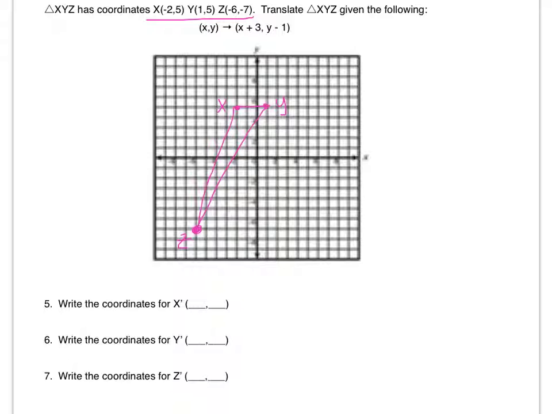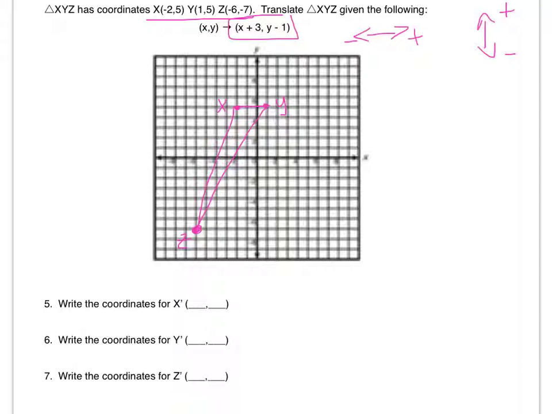And it tells us to translate it given the following, and it tells us this right here. So remember, the X tells us left or right, and the Y tells us up or down. So on the x, if it's plus, we go right. If it's minus, we go left. On the y, if it's plus, we go up. If it's minus, we go down.